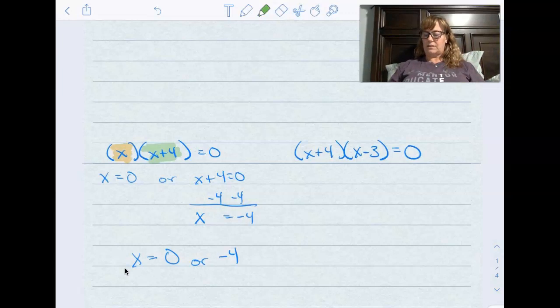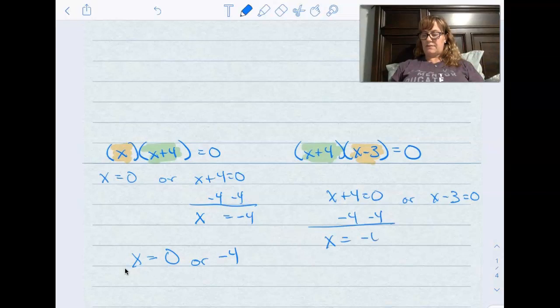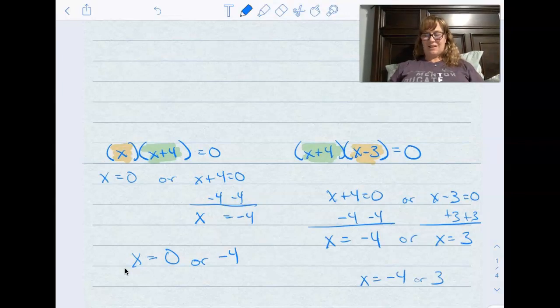Okay, well now let's look at the second one. This one means that either x plus 4 or x minus 3 needs to equal 0. All right, use your algebra. That means that x equals a negative 4 or x equals a positive 3. How'd you do? All right, stay with me.